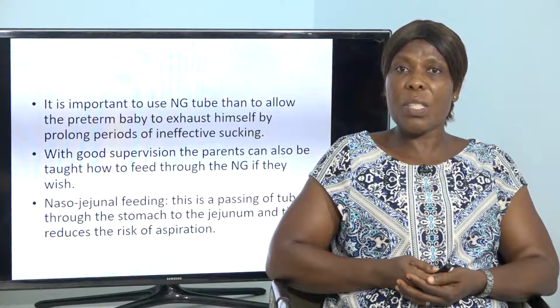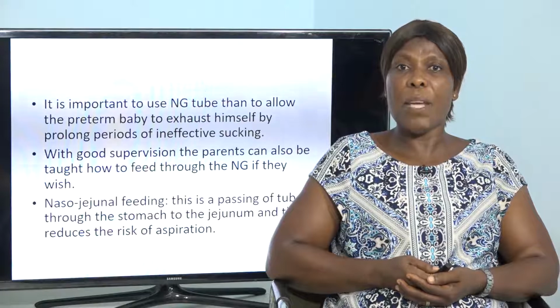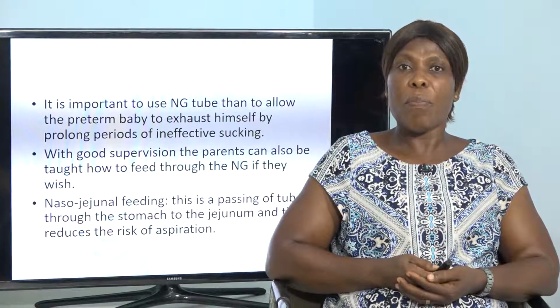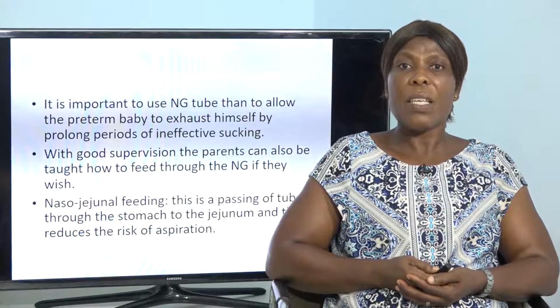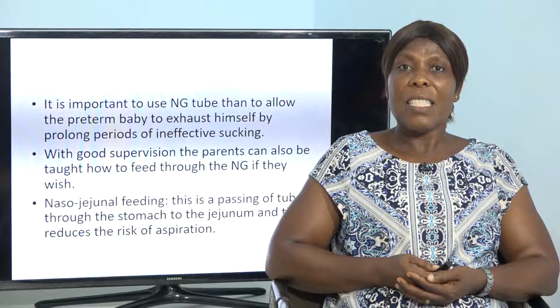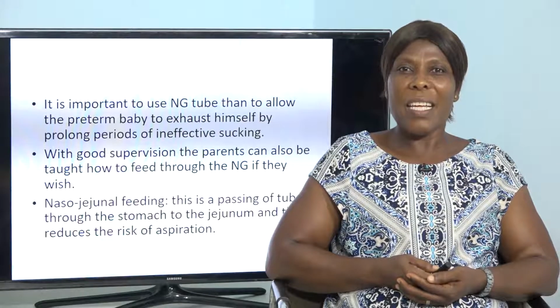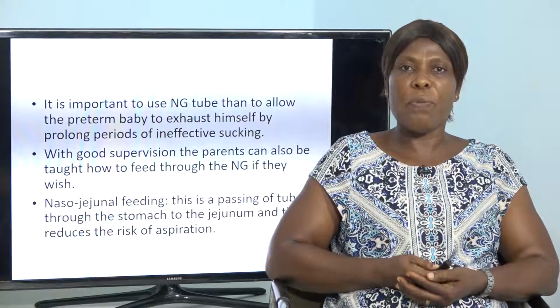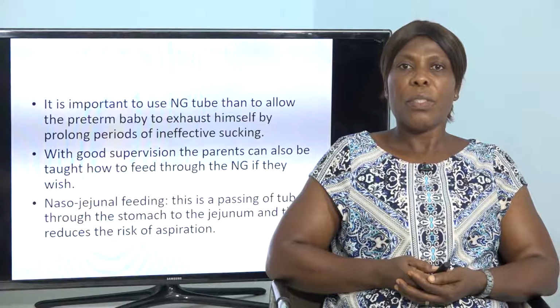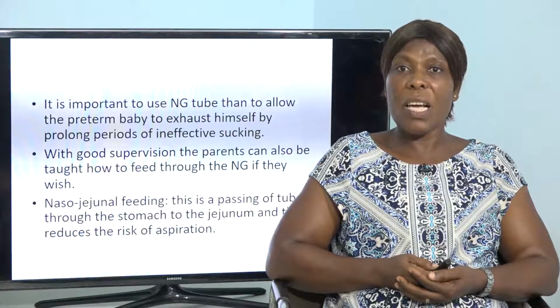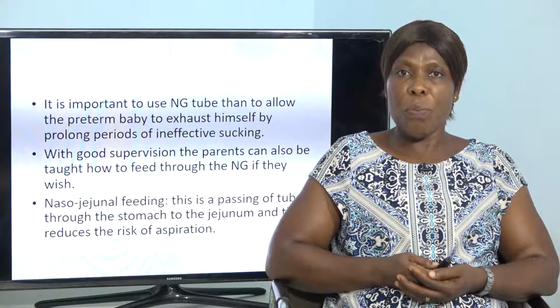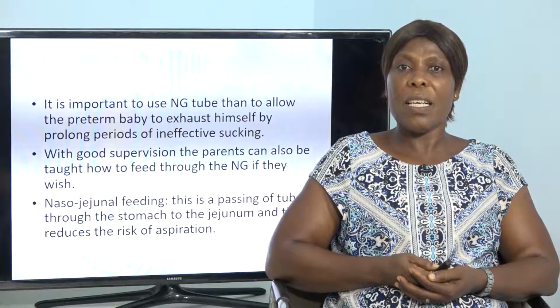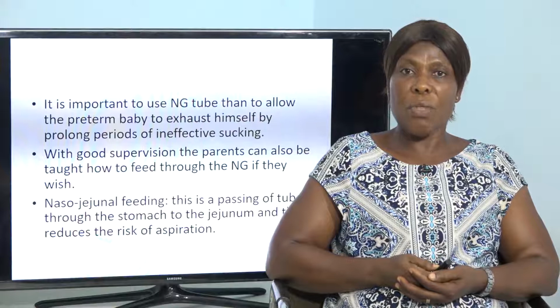It is important to use the NG tube rather than allow the preterm baby to exhaust himself or herself with a prolonged period of ineffective suckling. Because at that stage, the reflexes are not well developed, and they may not be able to suck well directly from the breast. So you pass the NG tube, you express the breast milk, and then you feed through the NG tube. With good supervision, the parents can also be taught how to feed through the NG tube. So when you pass the NG tube, you teach the mother how to feed the baby through the NG tube.